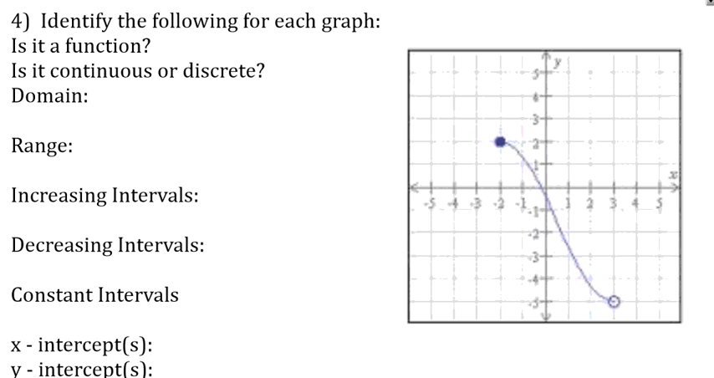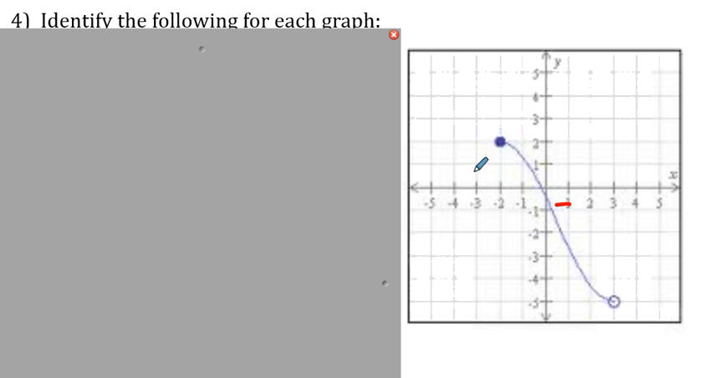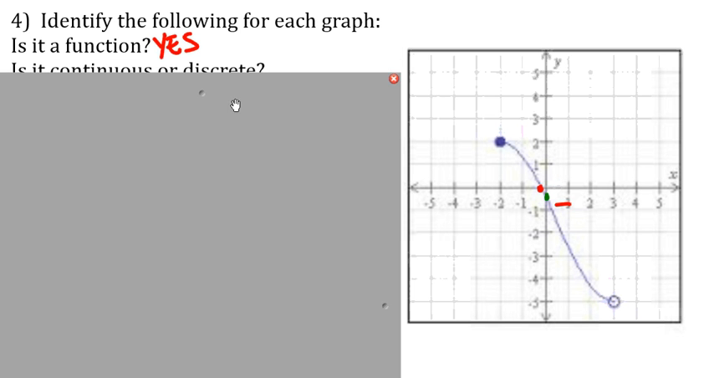All right, let's have you look at this scenario and answer the questions, and we'll check. So this is a decreasing relationship. It is a function. Every input has one output. We have one x-intercept here and one y-intercept there. We have a continuous function.